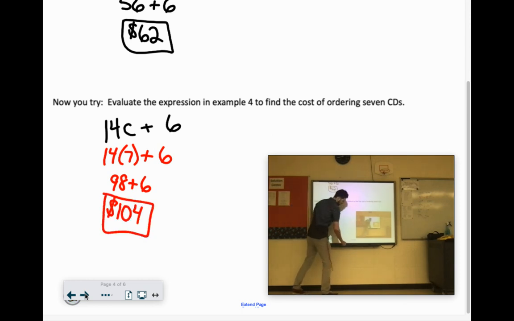It's not bad. Actually, that's pretty bad. Guys, you shouldn't be paying $14 for CDs. Get them at a used store.